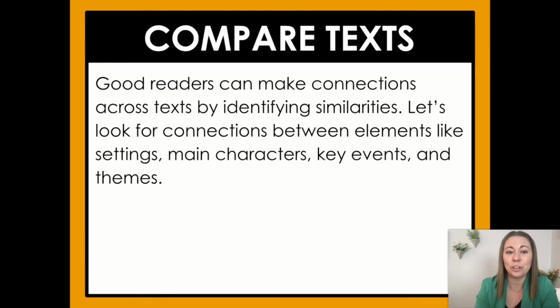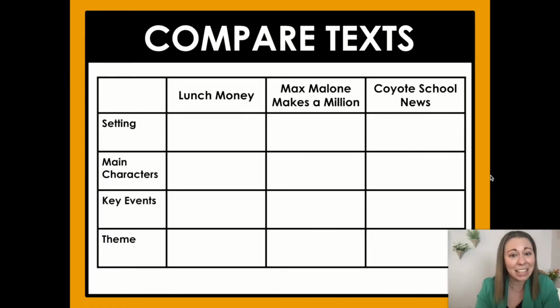So we know that good readers can make connections across text by identifying similarities. Let's look for connections between the elements like the settings, the main characters, the key events, and the themes. So I have this table for us here, and we're going to work on filling it out. And I really need you to help me out and work with me on this. Can you help me?